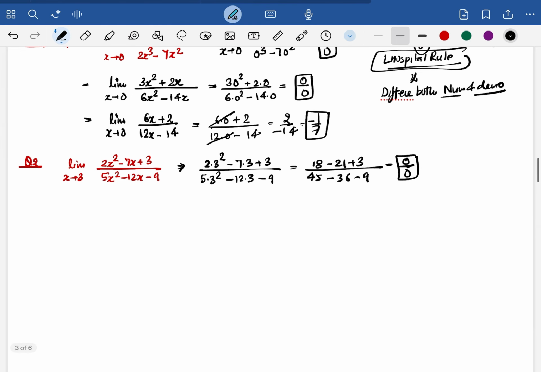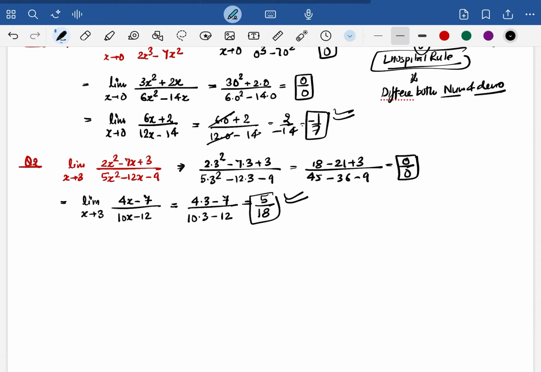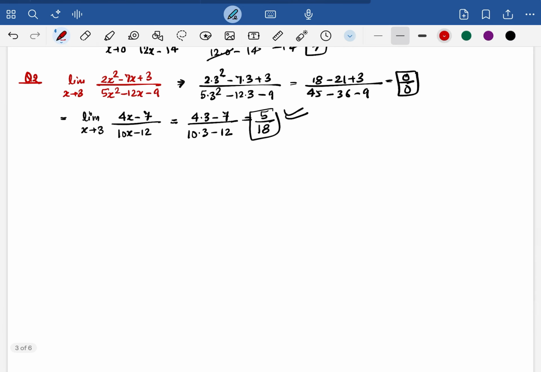So once there is 0 by 0 form, what we do? We used to differentiate the numerator and denominator as well. So what's the differentiation of the numerator? Can we say 4x minus 7, and denominator is 10x minus 12. Let's put the values. 4 into 3 minus 7 and 10 into 3 minus 12. So can we say 4 is 12 minus 7 5, and this is 30 minus 12, this is 18. So 5 by 18 is the answer. Okay. Now let's focus on two more numericals.